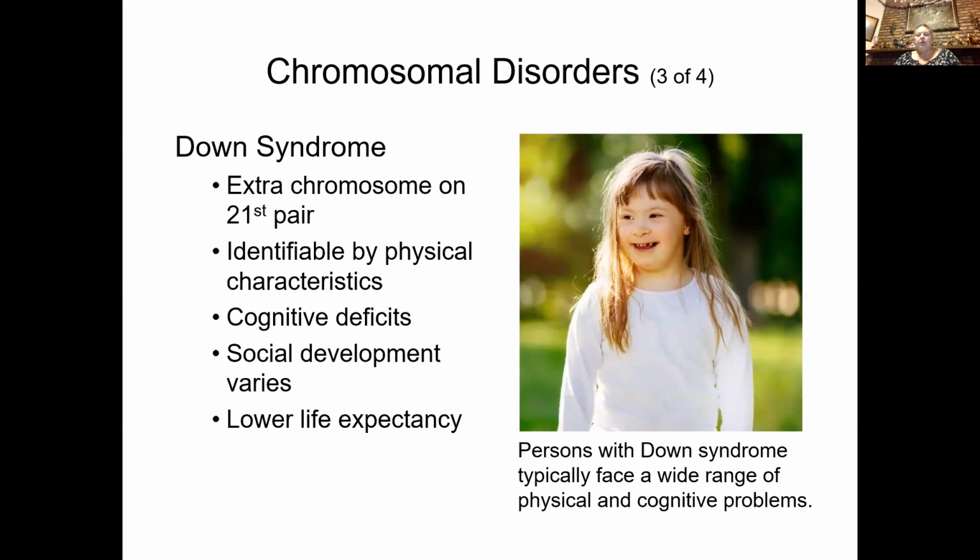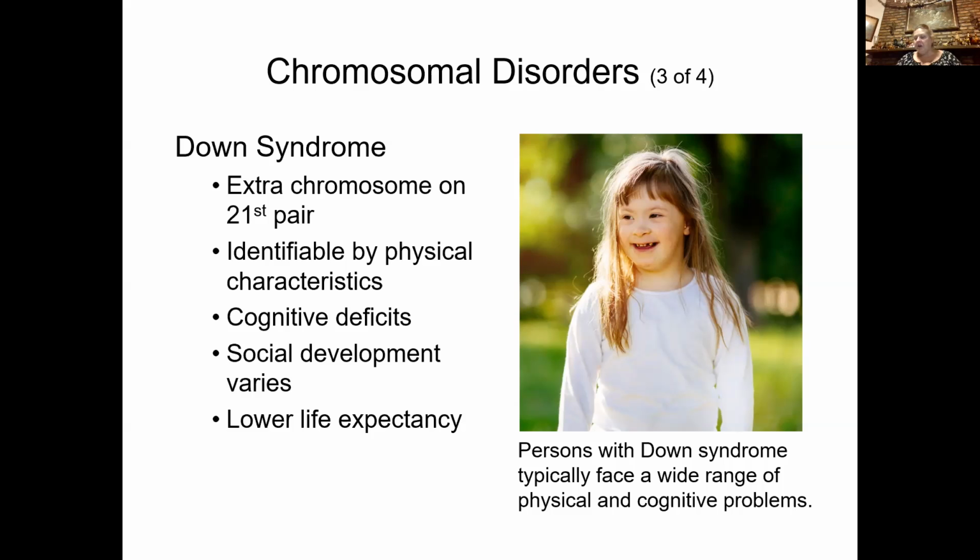Down syndrome is another chromosomal disorder. There is an extra chromosome on the 21st pair. So that particular pair has an extra chromosome with it. That particular chromosomal disorder has a specific set of things that we see with it. For example, there are certain physical characteristics like the wide face, an extra flap on their eyelids. There are cognitive problems. Social development can vary.